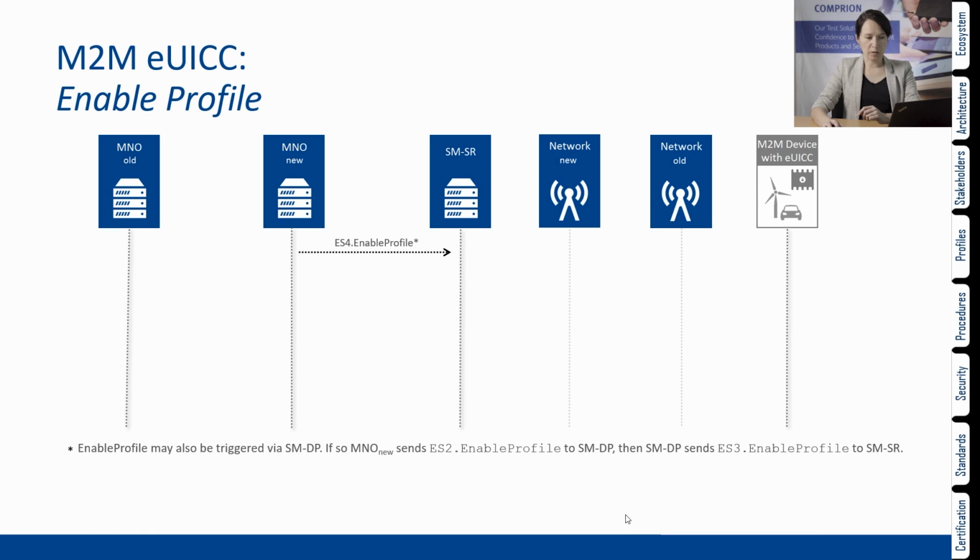So it would be the ES2 enable profile being sent to the SMDP, and then the ES3 enable profile would be sent to the SMSR. Then there is a store data command. This is the store data command being sent from the SMSR to the EUICC. It is a data definition, this type of command as defined by GlobalPlatform, and it should contain the ISDP AID, the application ID.